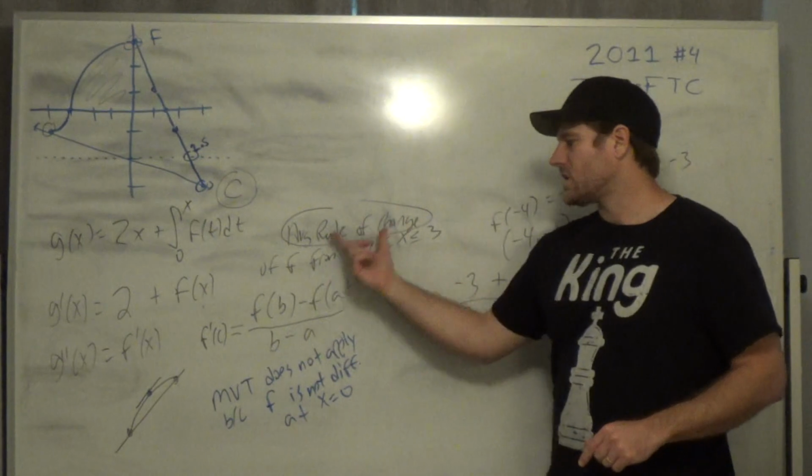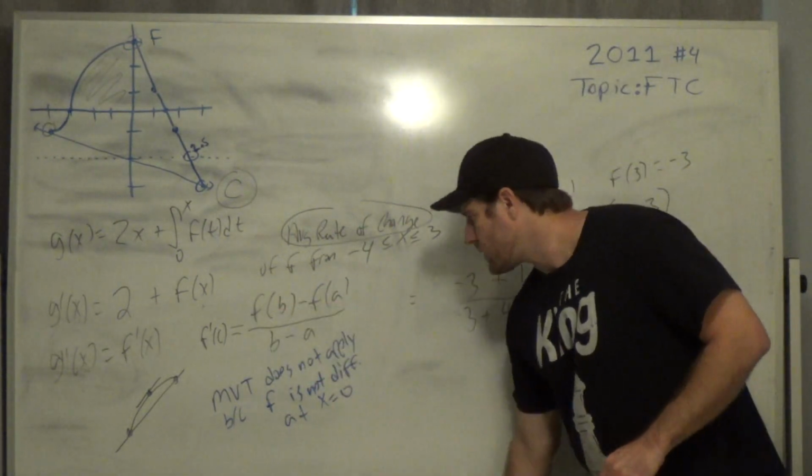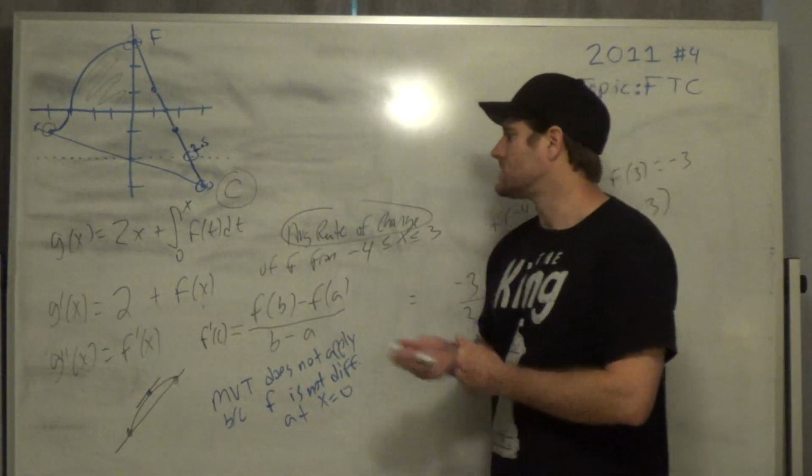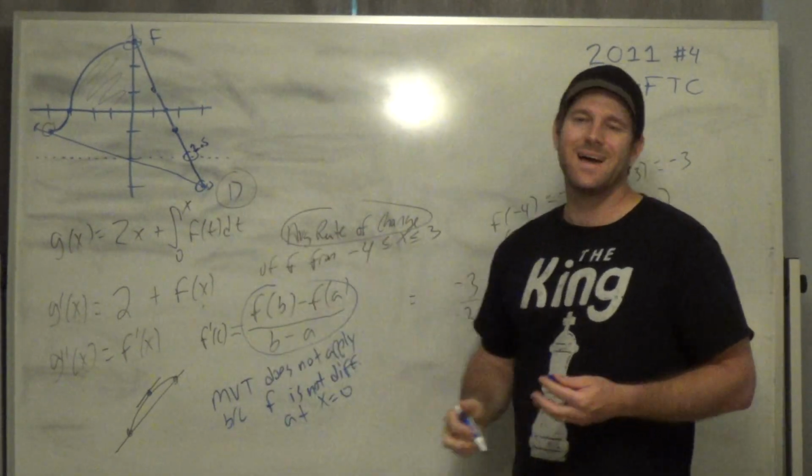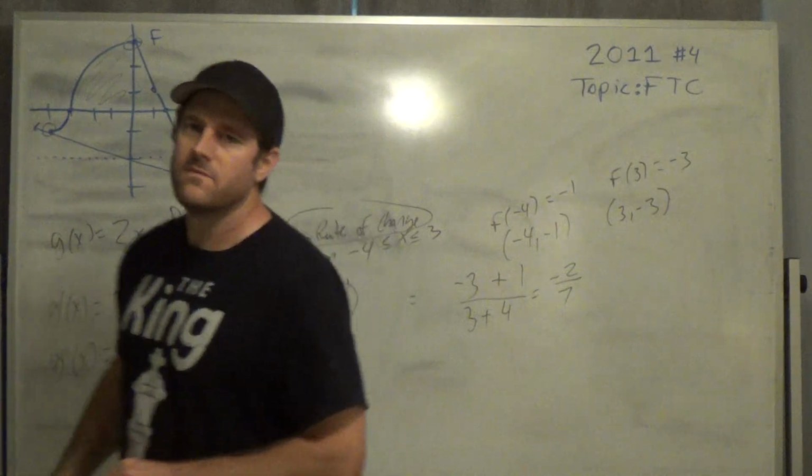Very important. Average rate of change is this part. The average rate of change is this part of the formula, and I apologize, I never changed this whole thing to D. Sorry. Anyways, hope you enjoyed the video.